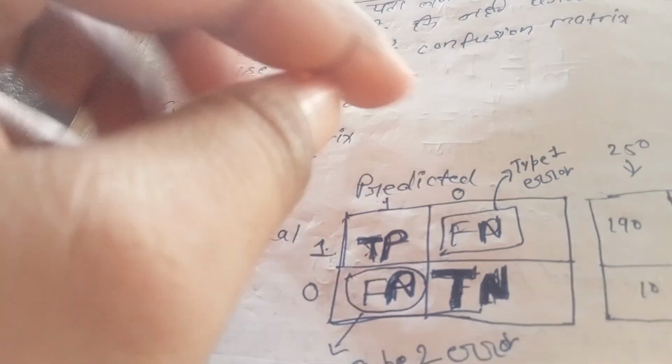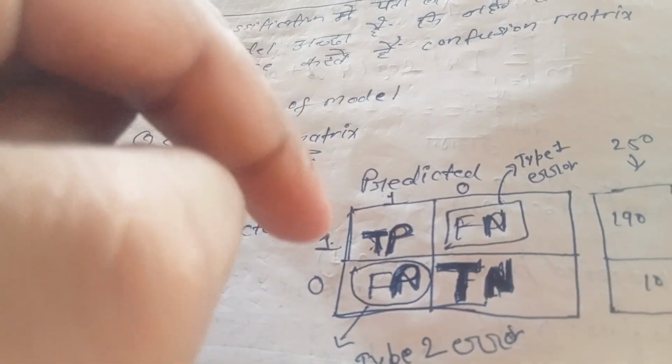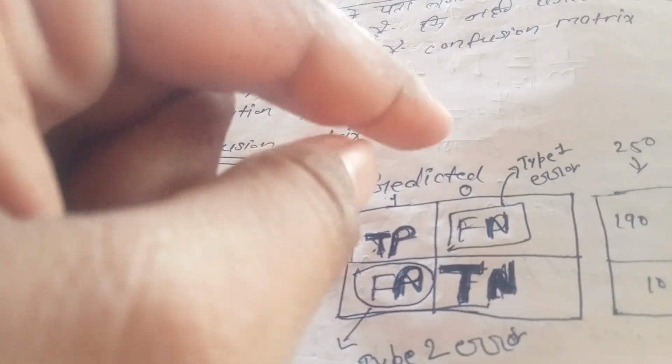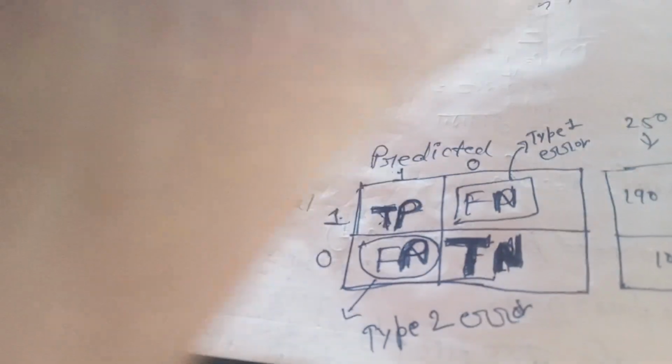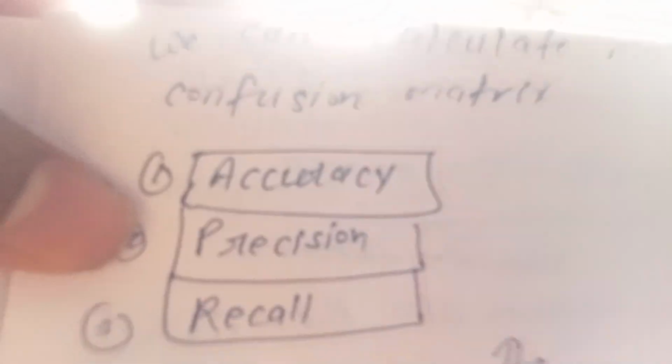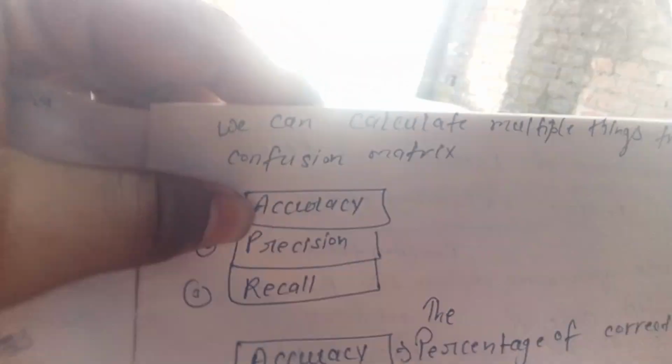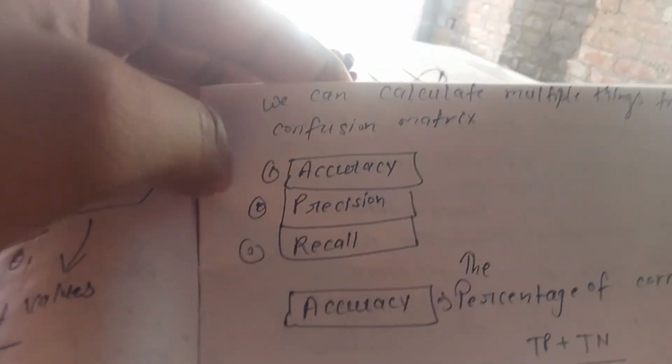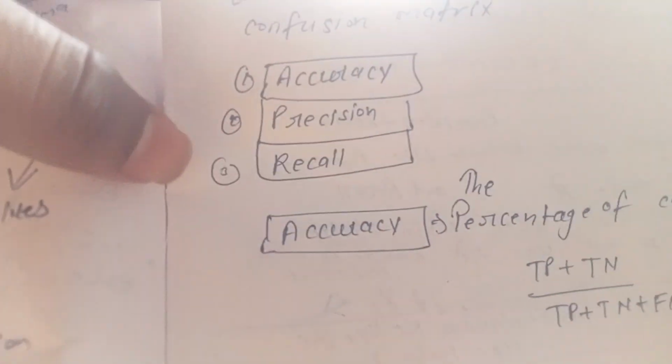Okay, and this is actually 0 and predicted is also 0. Then this is true negative. Okay, this is type 1 and type 2 error. These are our good points, but these are our bad points. Then we calculate multiple things from this confusion matrix, like accuracy, precision, recall.